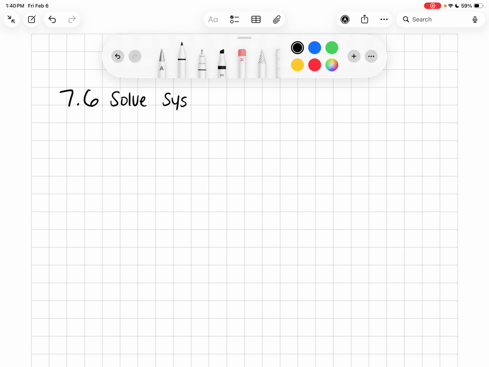7.6. Solve systems of linear inequalities. So if you remember back when we were graphing inequalities, we were graphing one line, but now we're going to be graphing a system of them, which means multiple, at least two, up to maybe four.